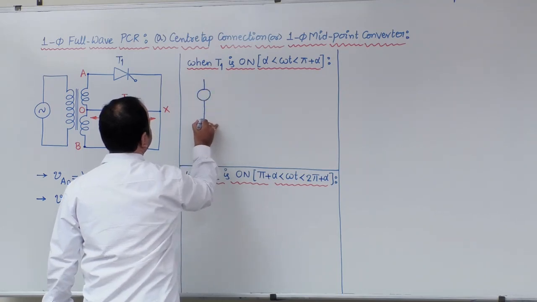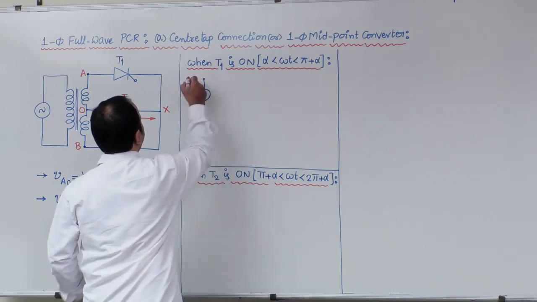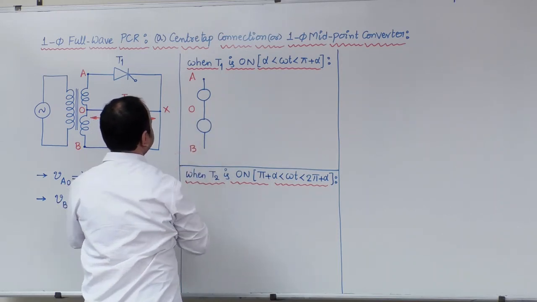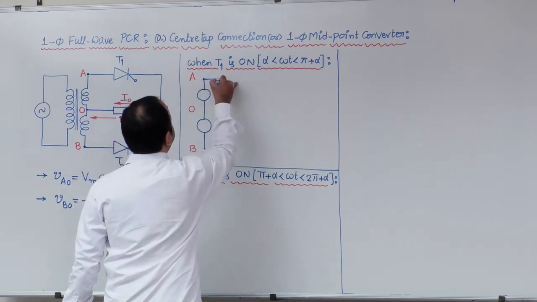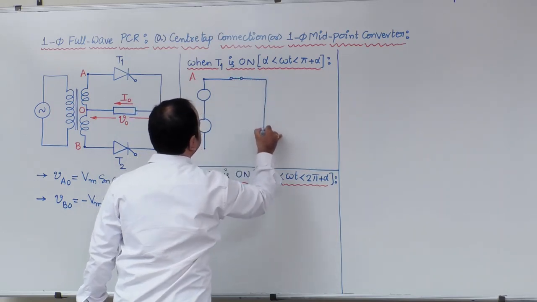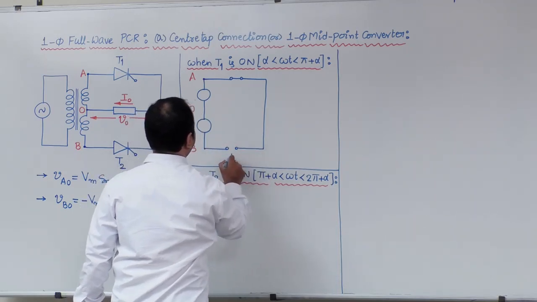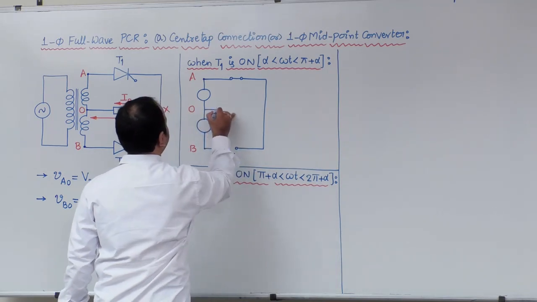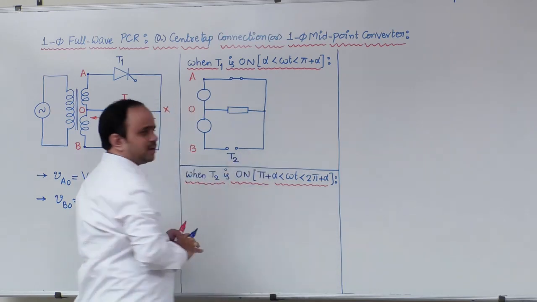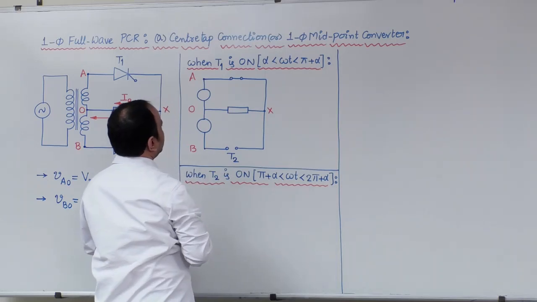VAO I can represent with one source symbol like this. So this is terminal A, this is O, and this is terminal B. Now the T1 device is on, so I can close that T1 device. What happens to the T2 device, we will see. And this is the load. Here this terminal is X.